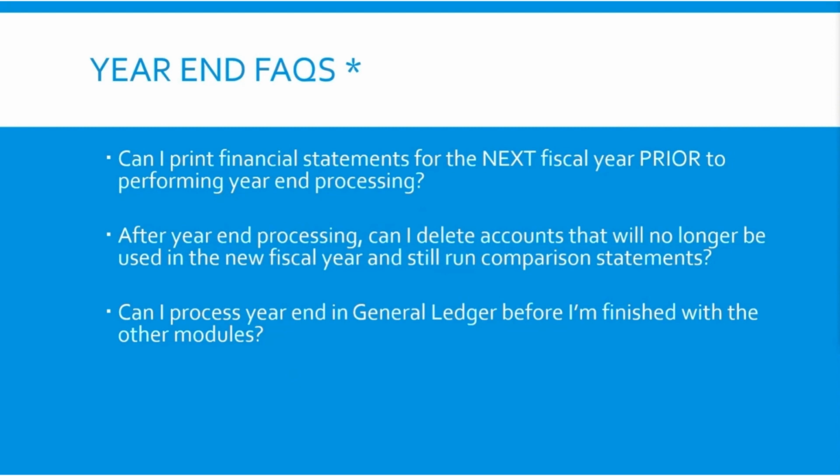All right. So the second to last question: can I process year-end in GL before I finish the other modules? No, you would not want to do that. Back to our conversation about all the other transactional modules, they post up through the general ledger, so the general ledger would be the very last module that you'd run the period end on.